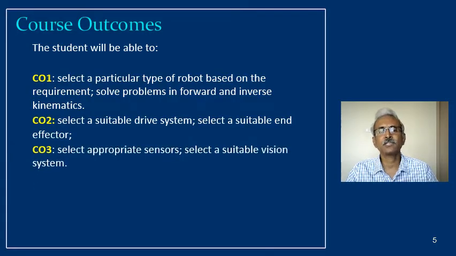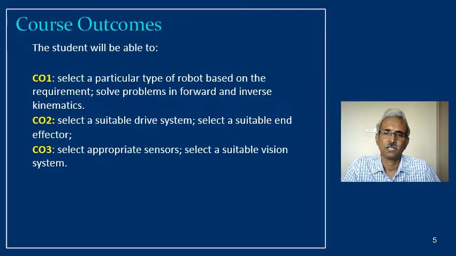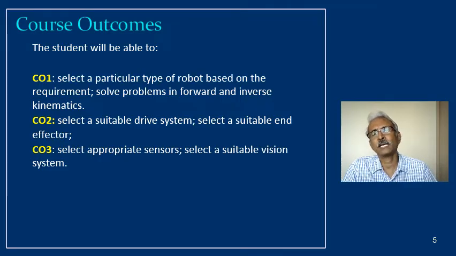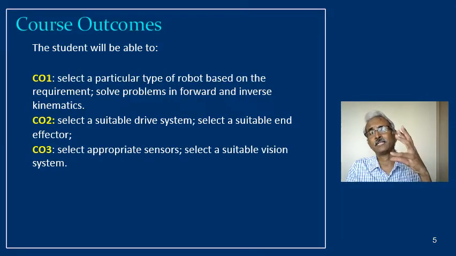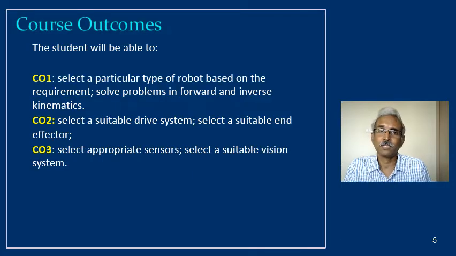And the second is to select a suitable drive system. Of course, how do you make the robot work? There are different drive systems, and based on my requirement, I must be able to select a suitable drive system. And also, I mentioned that a typical commercial robot comes without a hand, and I need to attach a hand. The design of the hand varies depending upon my application or requirement. So I must be able to select a suitable one.